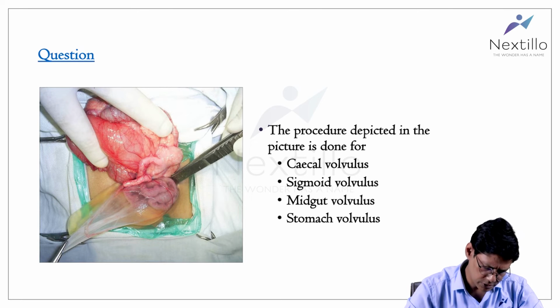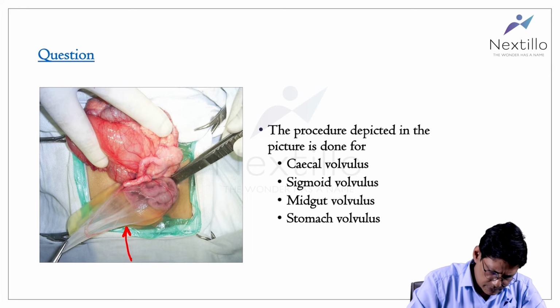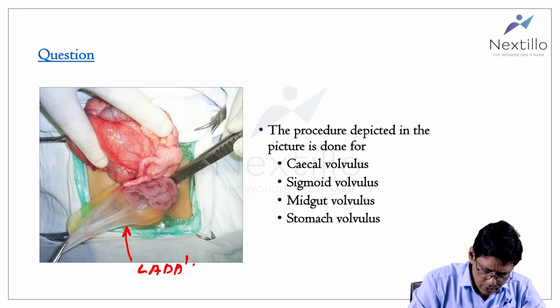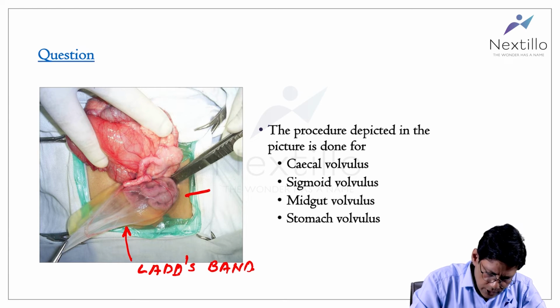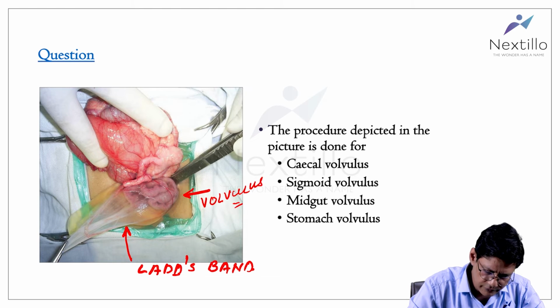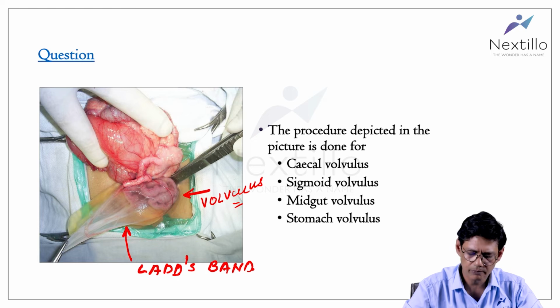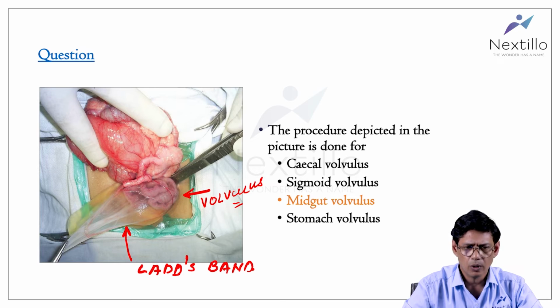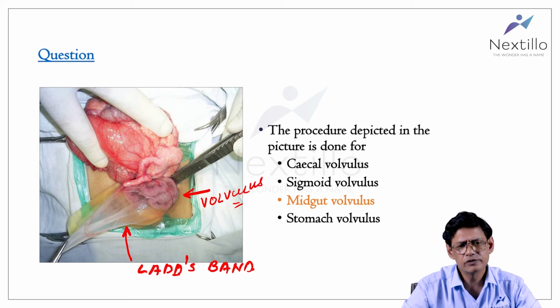What we can see in this picture is that this is the Ladd's band. And over here what we see is the volvulus of the midgut. And therefore the answer definitely is already clear to you that this is midgut volvulus. During the intestinal malrotation, what happens is that there is a very short mesenteric base that is available for the midgut, and therefore the midgut may undergo the volvulus.